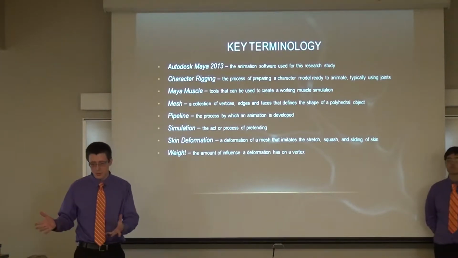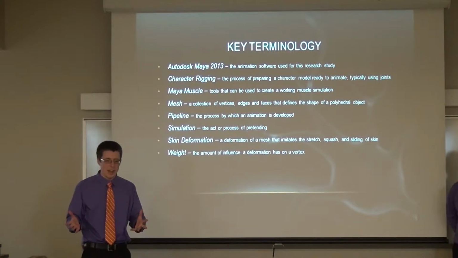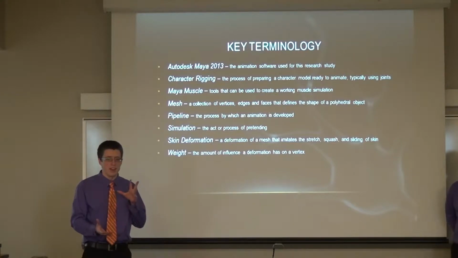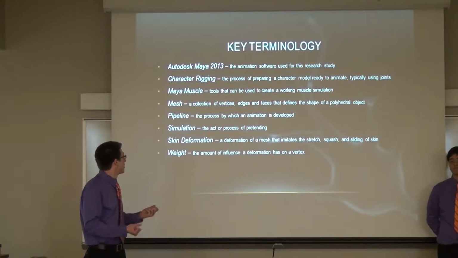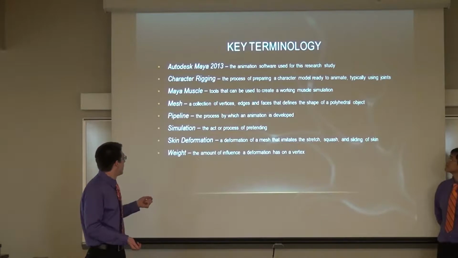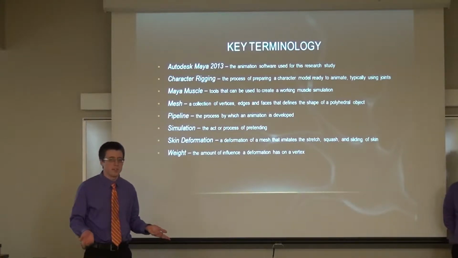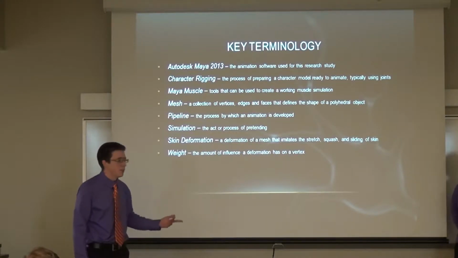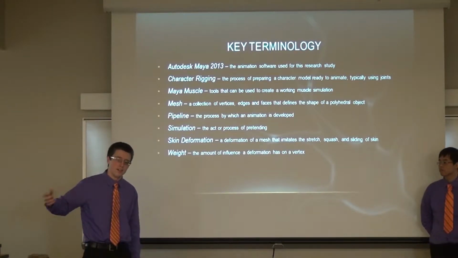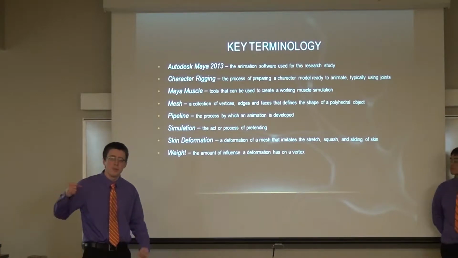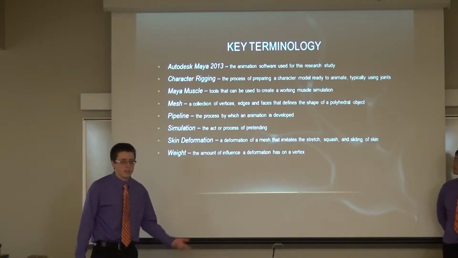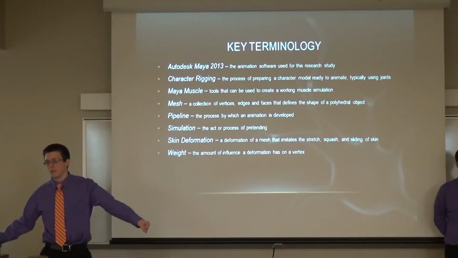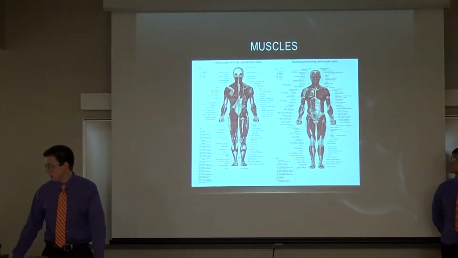Think of anything in 3D space, and then think of how you convert that into something digital. A polygon mesh would be what you do in that case. Pipeline is just the process by which an animation is developed. Skin deformation is the process of deforming a character or making them move, animate. Weighting is how you distribute the weights on a character so that you have streamlined deformation.